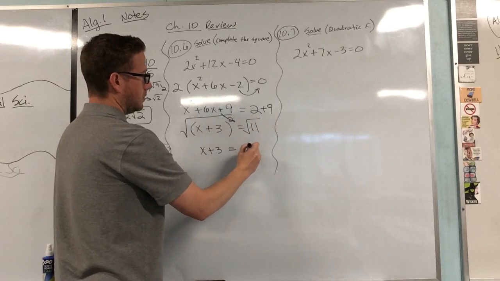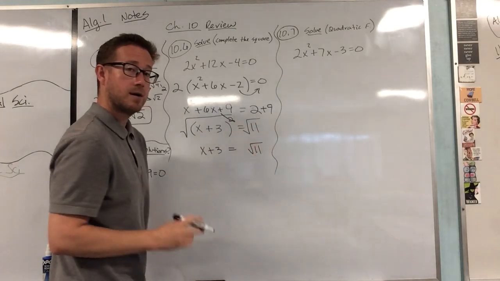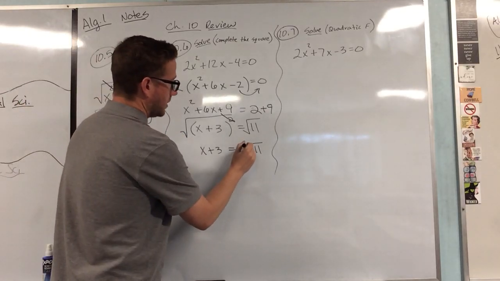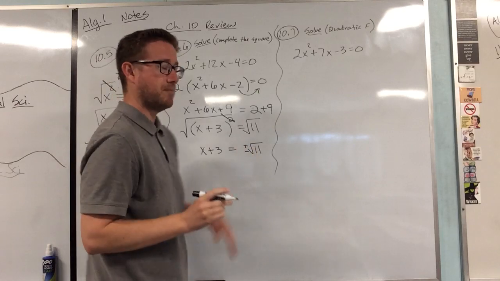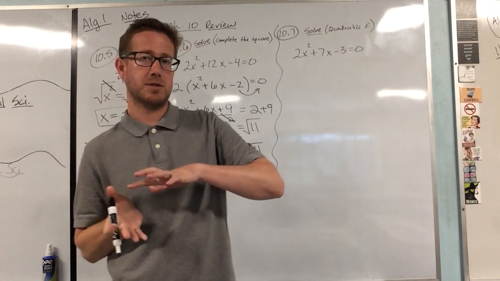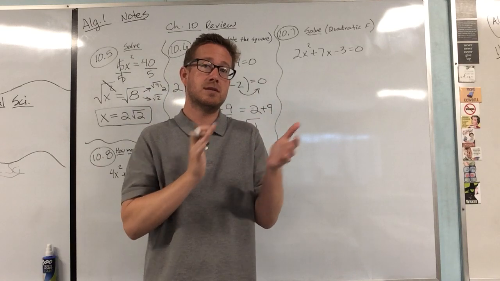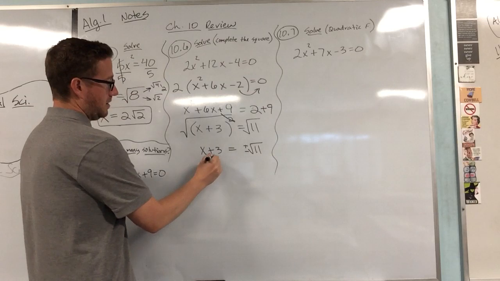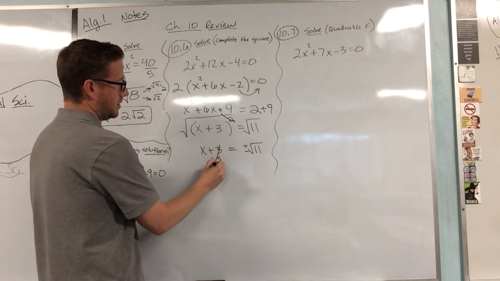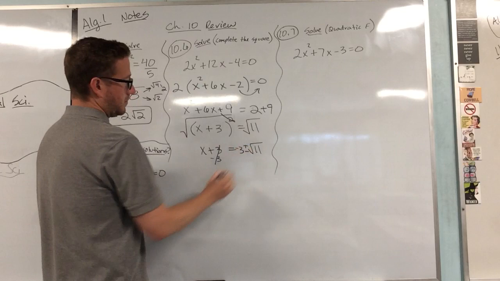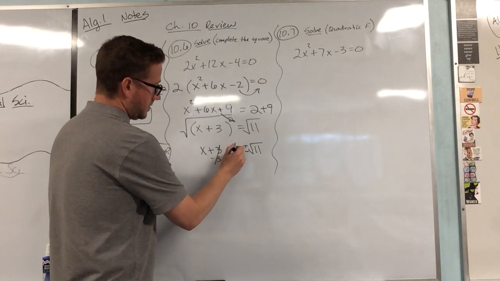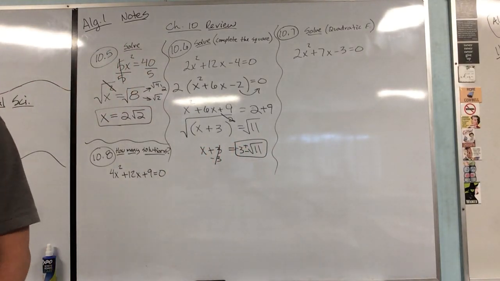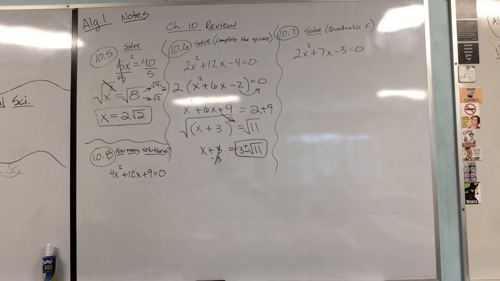However, the square root of 11, 11 is prime. You can't use the factor tree over here, so we're going to put a plus or minus in front of it. Got to remember why, because plus or minus means you don't know, is it a negative, is it a positive? Because when you square something, they all equal the same answer. The final step here is subtract 3, and then minus 3 right there. So this is our final answer, x equals -3 plus or minus the square root of 11.